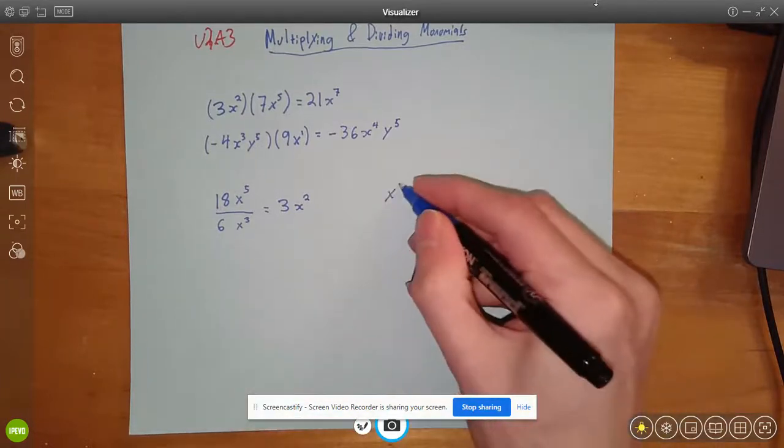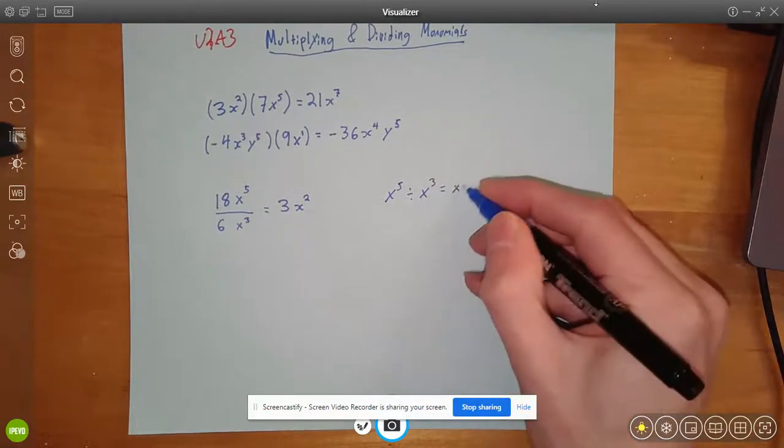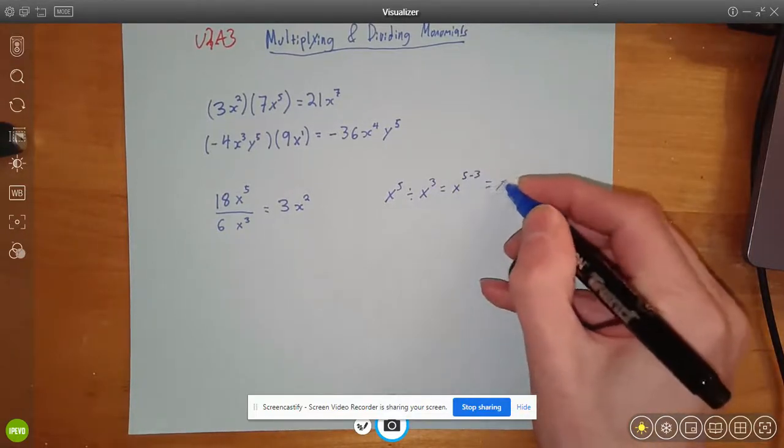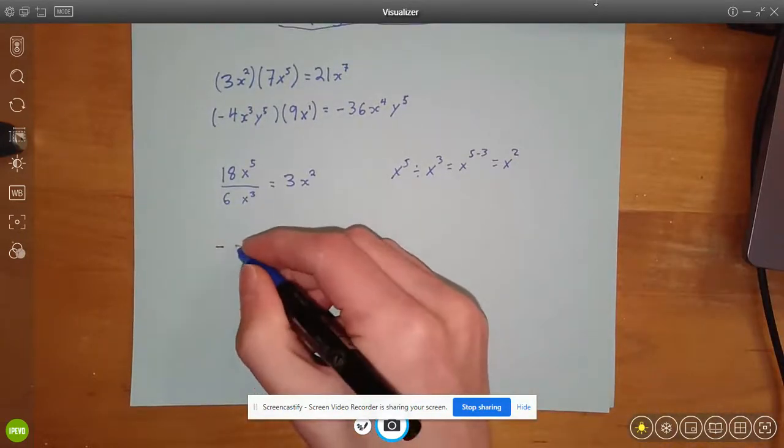So there's a little bit of review from the last unit. If I'm doing x to the fifth divided by x cubed, that equals x to the 5 minus 3, which is where I come up with x squared. Let's do another example.